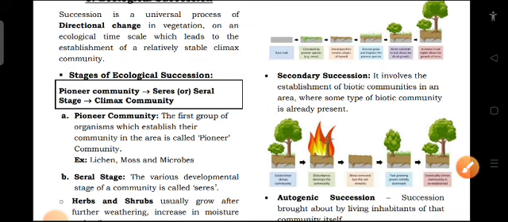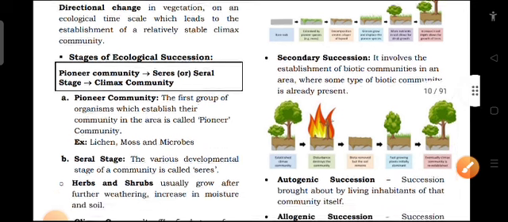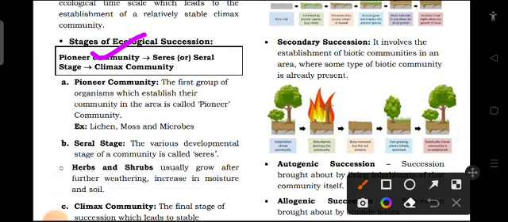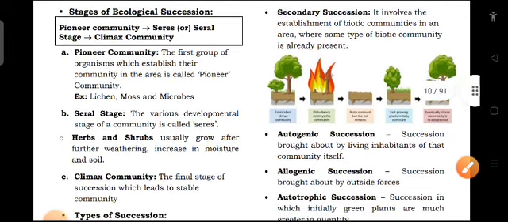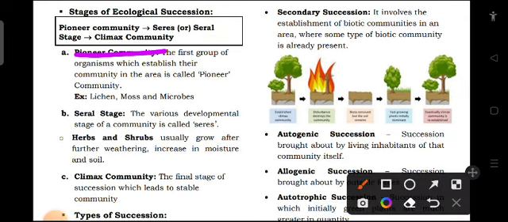So what are the stages in this ecological succession? First we will have the pioneer community. It will further lead to seres or serial stages. Then finally we will reach the climax stage, that is climax community. Now first, what is this pioneer community? The first group of organisms which establish their community in the area is called pioneer. So the first small, minor groups are called pioneers. Examples are lichens, moss, microbes. These are the pioneers.